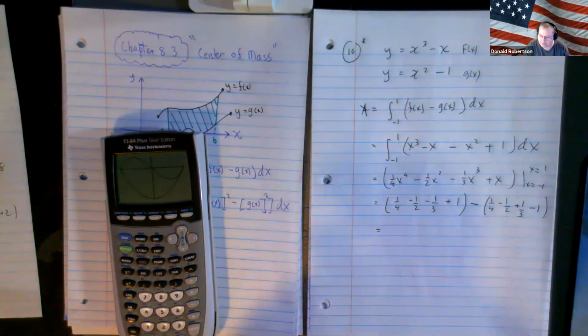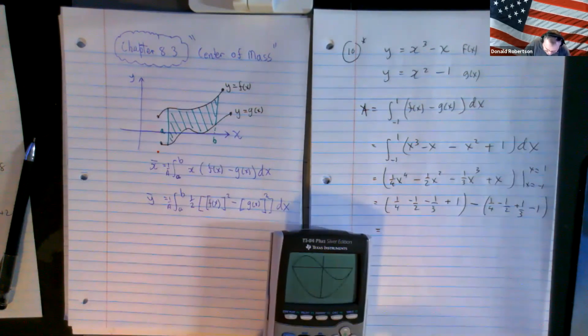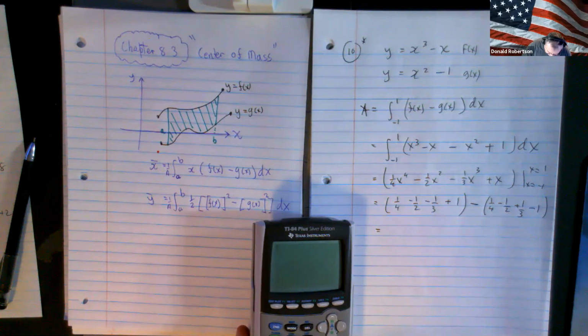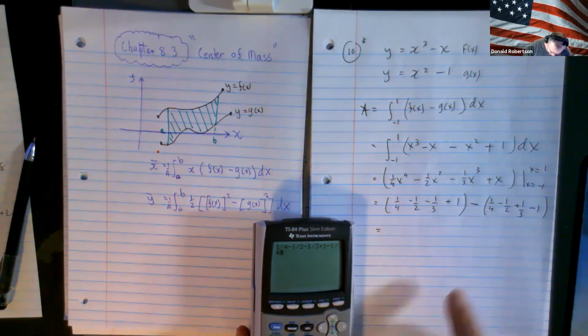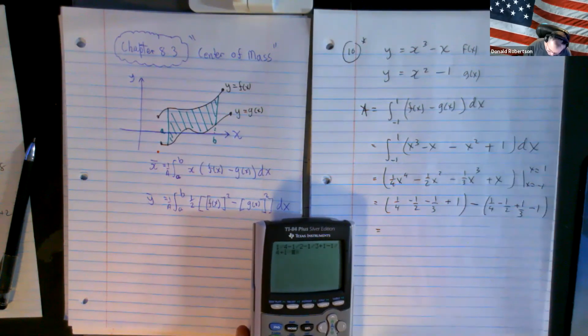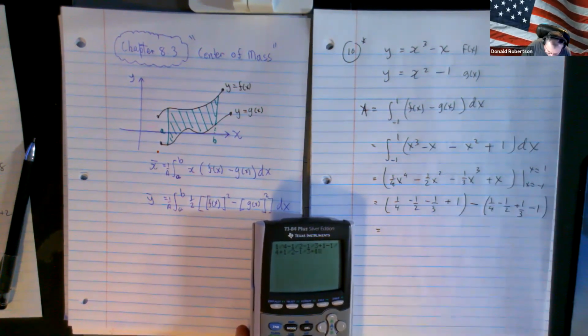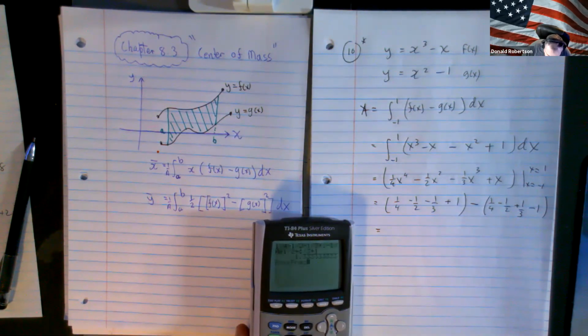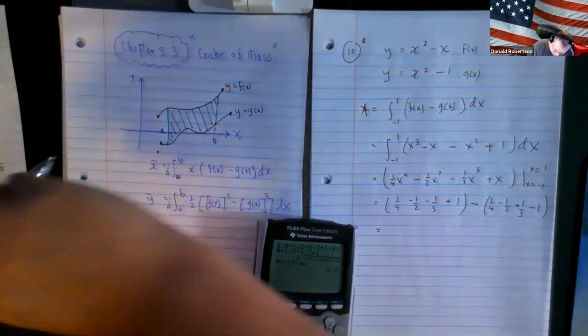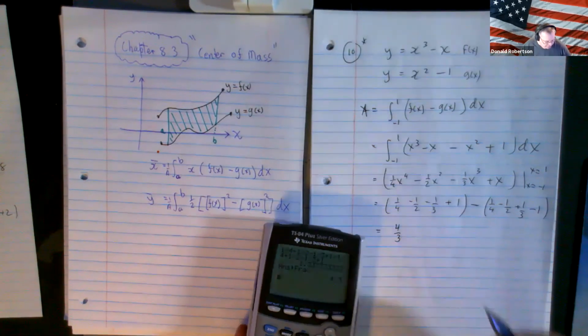I have no idea what that is. I'm not even going to attempt to do it in my head. Too much going on here. 1/4, take away 1/2, take away 1/3, add 1, subtract that guy. Subtract that guy means you add them. Subtract that guy, and subtract that guy means add them. And the whole thing ends up being 4/3. Much safer than me trying to do it in my head.